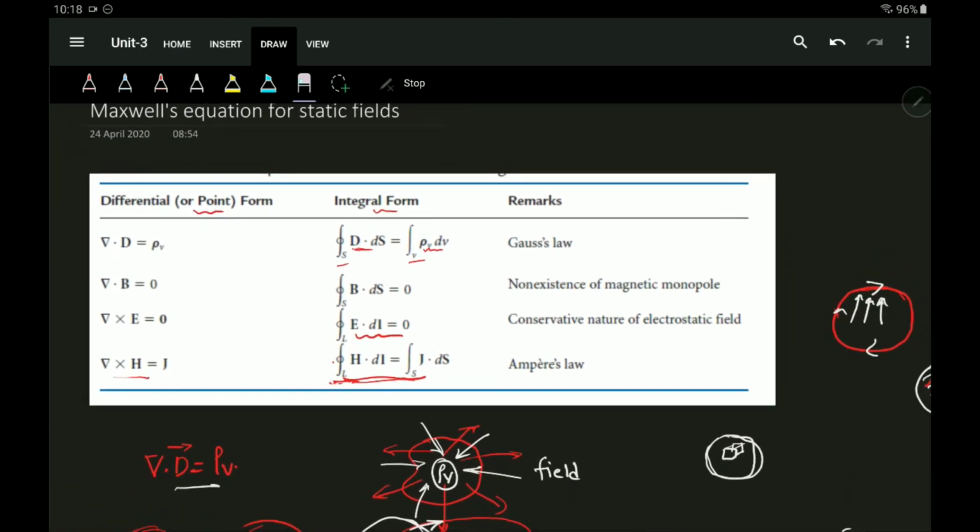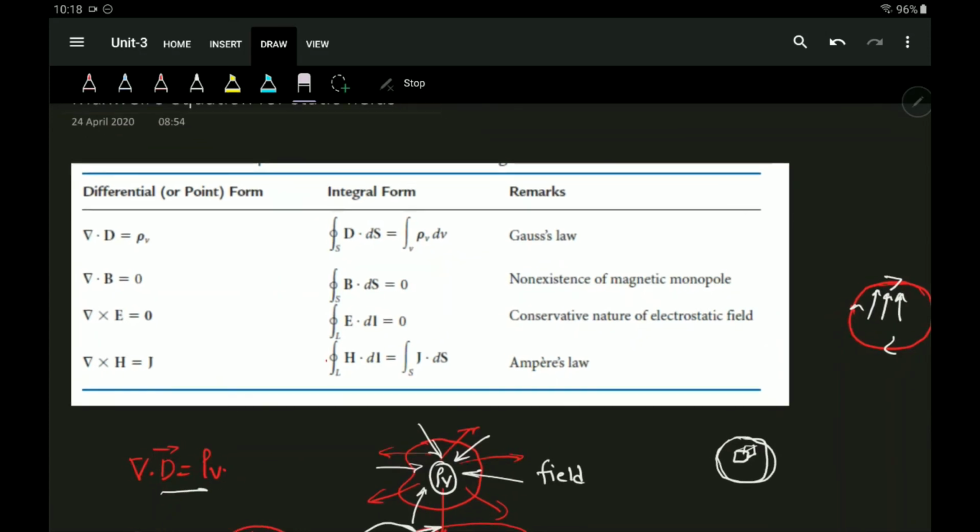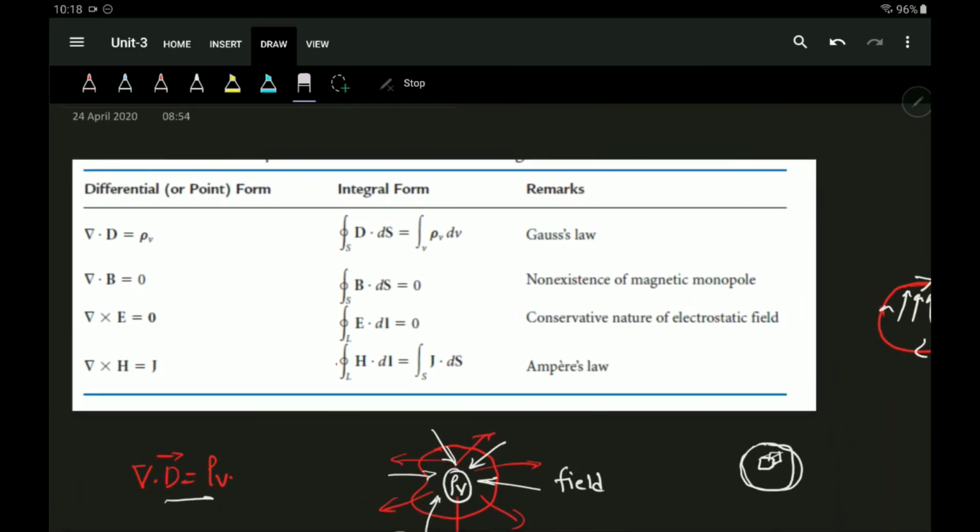So these are the four fundamental Maxwell's equations, the main four equations on which all the electromagnetic principles are based. If you have understood this intuitively, then the concepts will be very easy for you to apply, understand, or even to get some applications out of. So I hope these concepts are clear and understood.